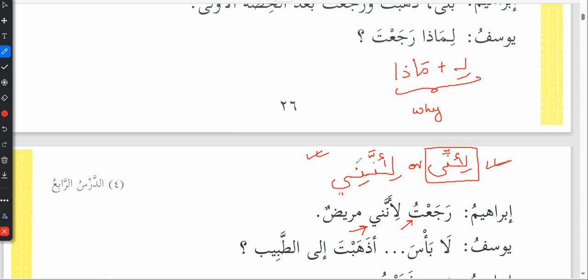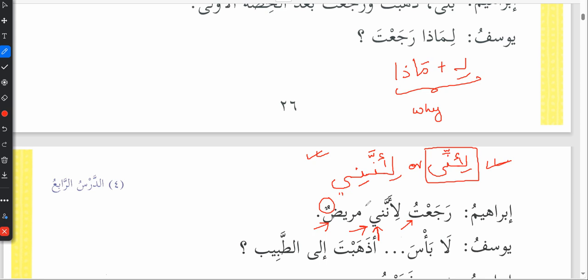So because I, you will translate this into because I am sick. Maridun, I'm sick. Now you can see what is ism li anna: it is the damir mutakallim ya, and what is the khabar li anna? Maridun. So it's in marfu case. So you can see it's doing the same action as the sisters of inna.